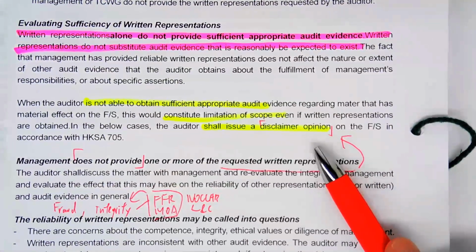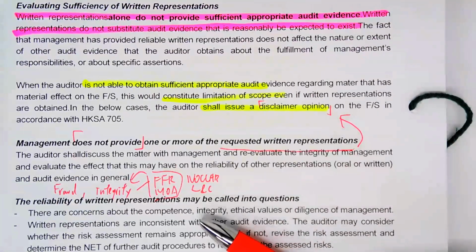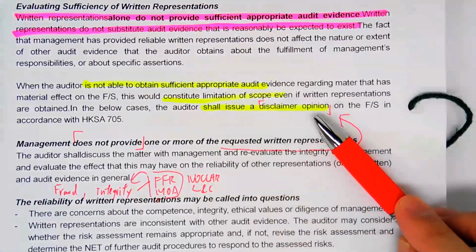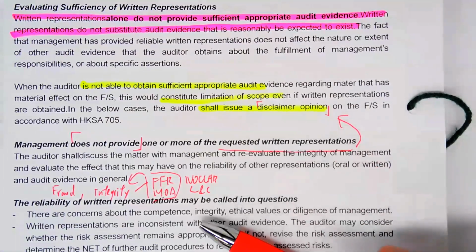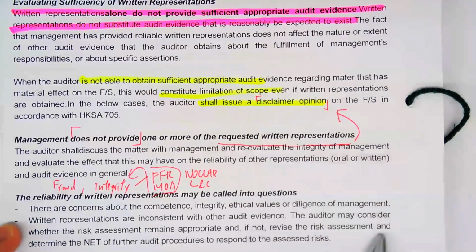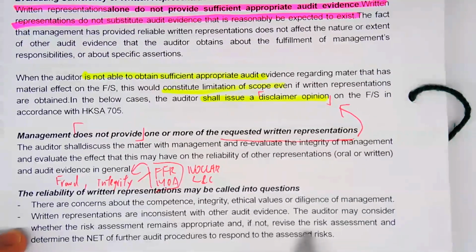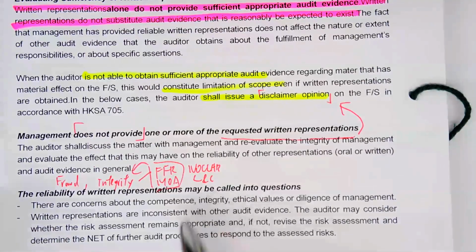You cannot get a written representation without disclaimer. If you get a written representation which is useless, you cannot rely on it. You don't trust the written representation. It's the same situation. You still go disclaimer because you cannot rely on them. Of course, in this situation, you will need to perform more work on the risk assessment and determine any further audit procedures.